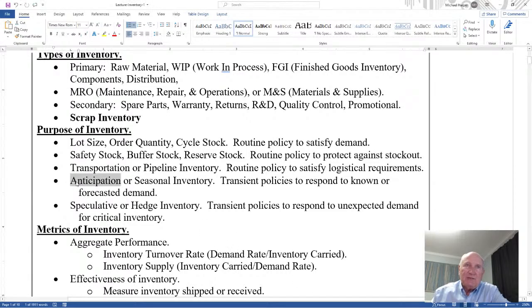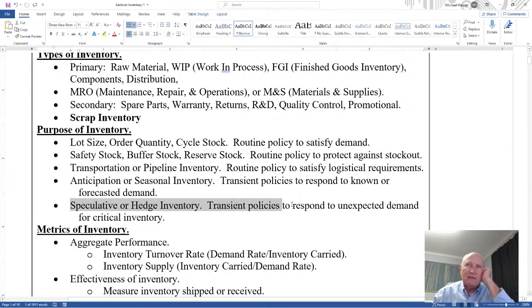Okay, well, anticipation, you anticipate something happening. A good example of that is that we're going to have a new vaccine come out. Well, you anticipate a supply chain. You're going to have to create some type of logistical capabilities in order to get it from the source to the destination.